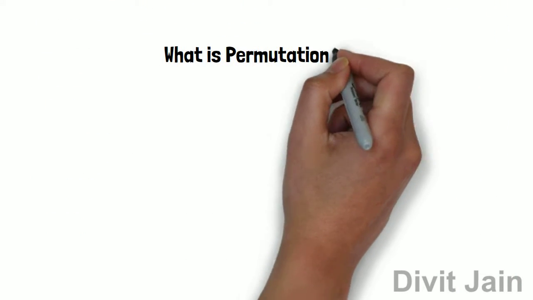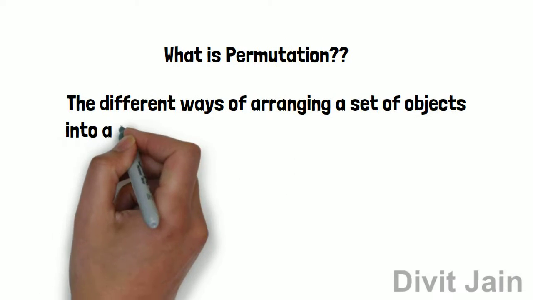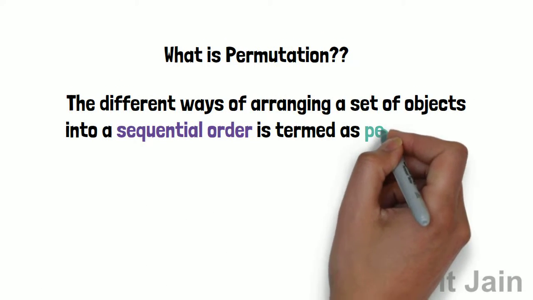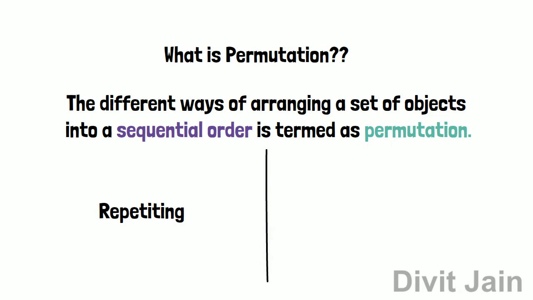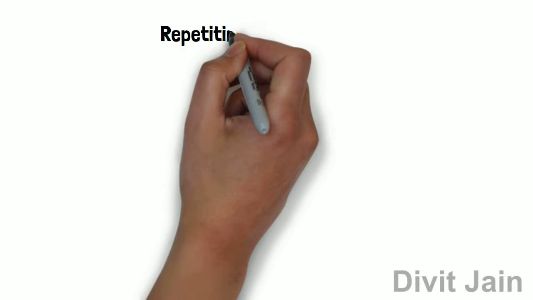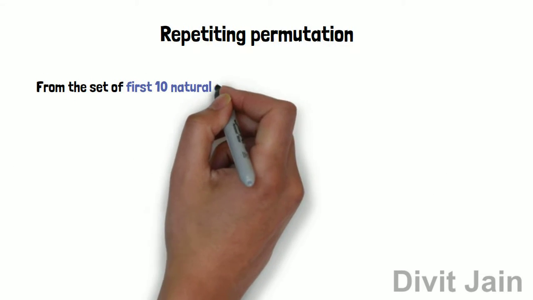What is permutation? The different ways of arranging a set of objects into a sequential order is termed as permutation. There are 2 different types, repetition and non-repetition. Let's understand repetition permutation through an example.